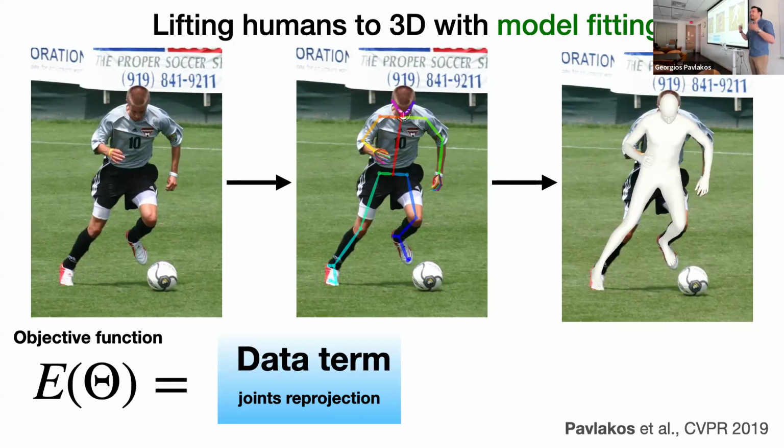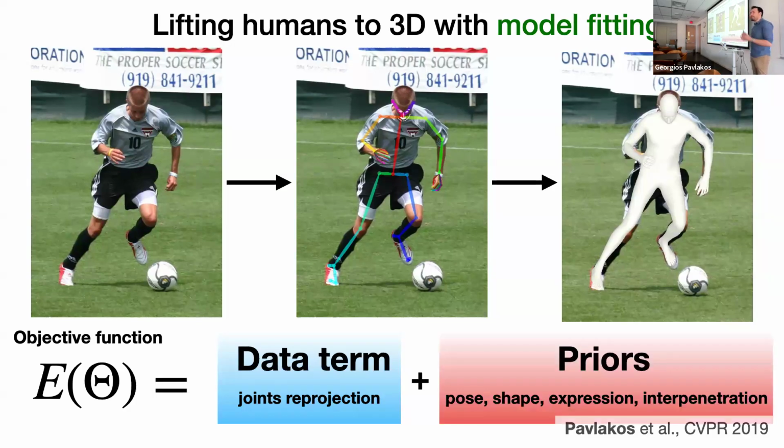And we also heavily regularize the solution here. So we add a number of handcrafted priors about what we believe to be a valid pose, what we believe to be a valid shape here. And at test time, we minimize this objective using iterative optimization.